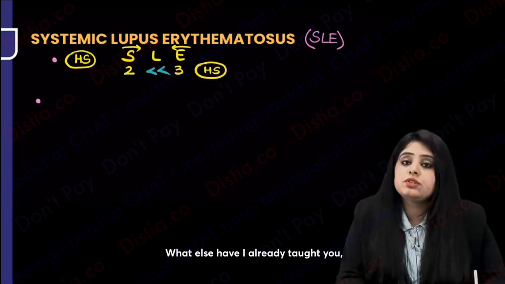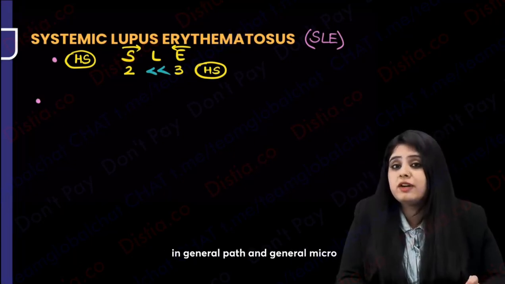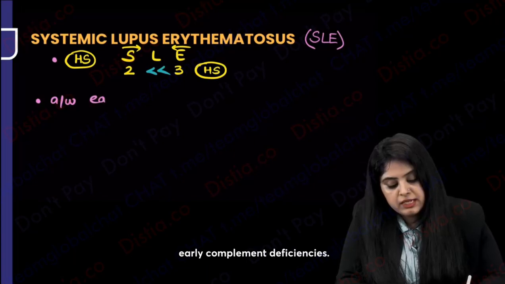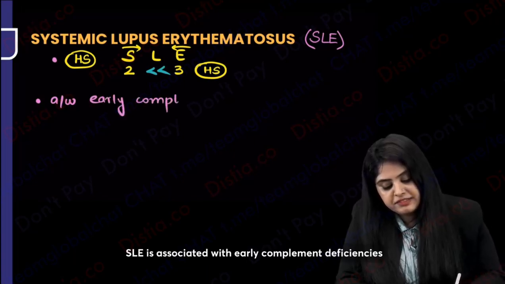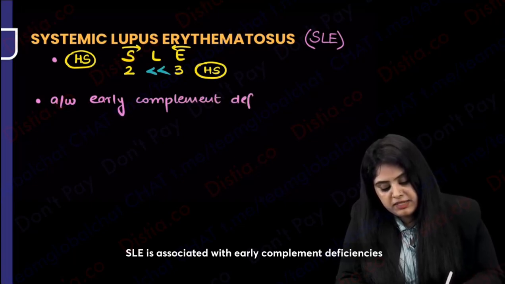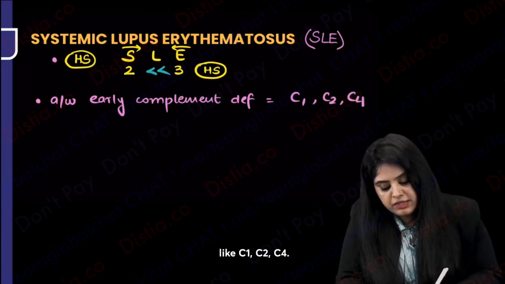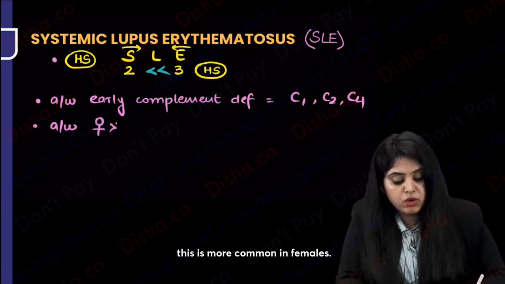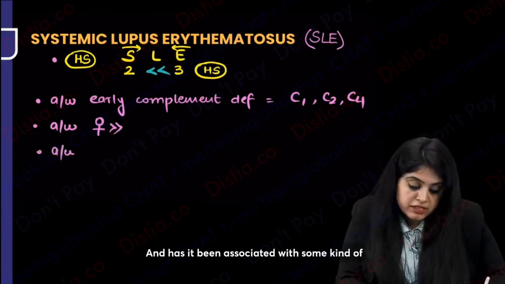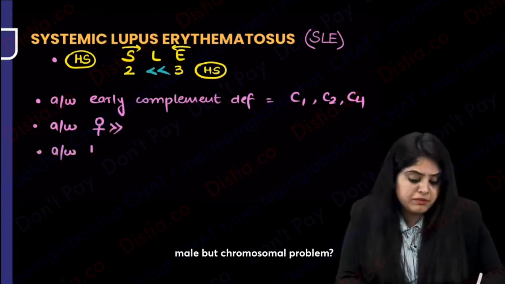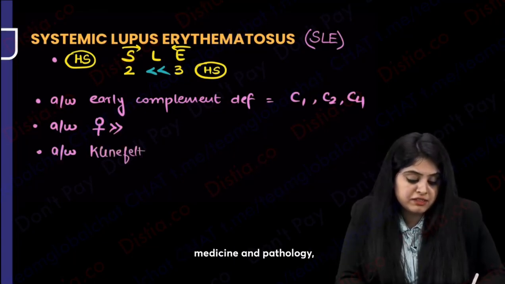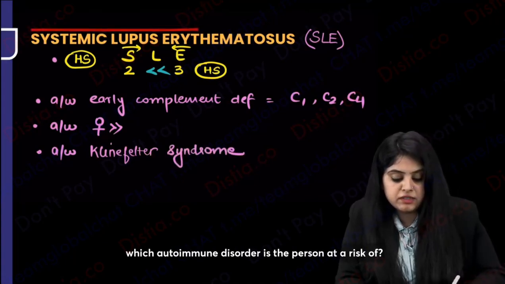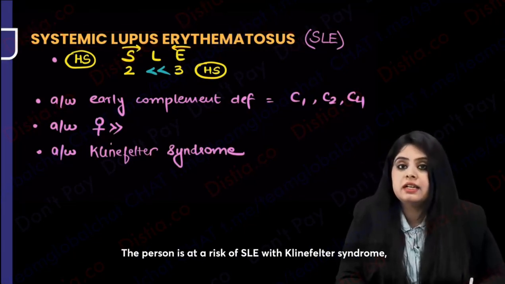What else have I already taught you in general path and general micro, while doing the complement system? SLE is associated with early complement deficiencies like C1, C2, C4. Next question: this has been associated with one gender more. This is more common in females. And has it been associated with some kind of male chromosomal problem? If you go back to Klinefelter in surgery, medicine and pathology, they may ask you which autoimmune disorder the person is at risk of. The person is at risk of SLE with Klinefelter syndrome.